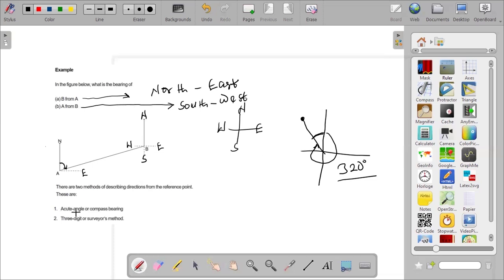So in terms of acute angle or compass bearing, to report that, remember this is north, this is south, this is west, and this is east. So this angle or this bearing of this line is 40 degree northwest, as it is acute angle or compass bearing. These are the compass points, northwest.